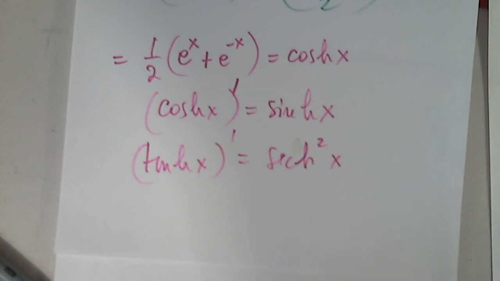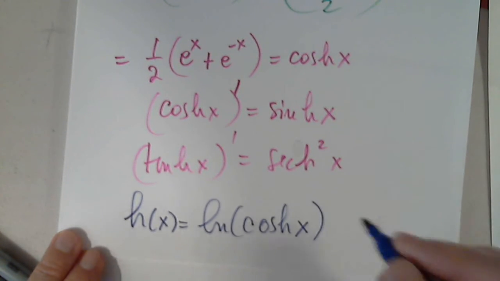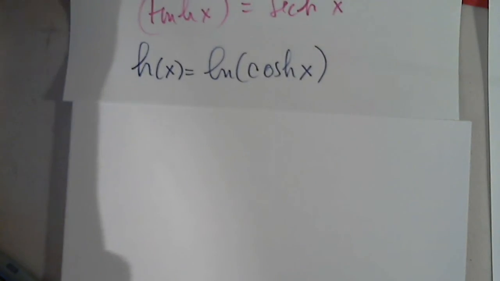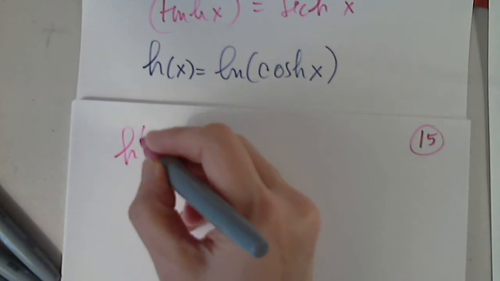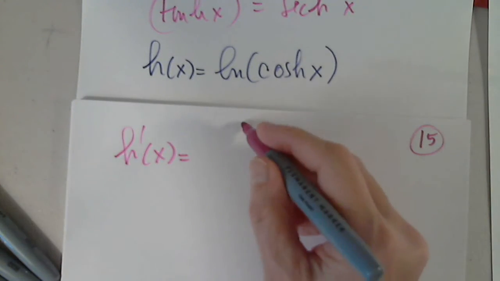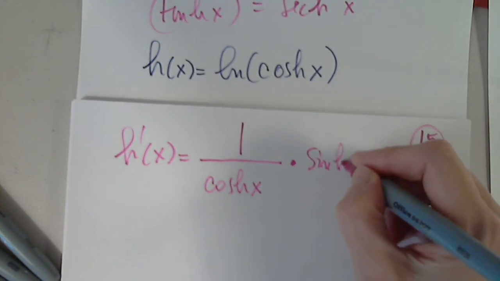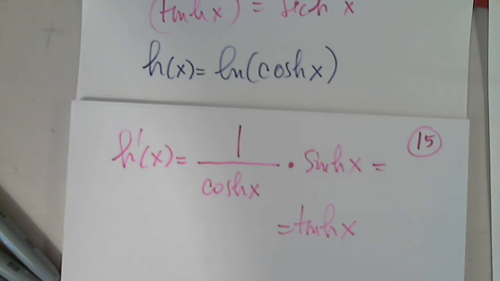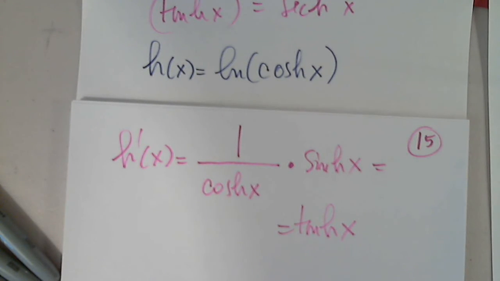So let's look at a few examples. Here's one. Let's say h of x equals natural log of hyperbolic cosine x. And of course, the question is asking us to find the derivative. So let's find the derivative of this function. So h prime. When I differentiate natural log, I have 1 over the function times the inner function prime, which is hyperbolic sine, not negative hyperbolic sine, and this is tangent. So this is hyperbolic tangent x. Any questions?